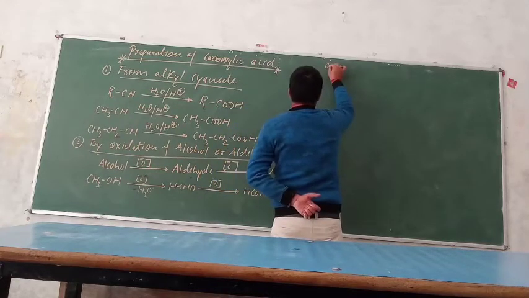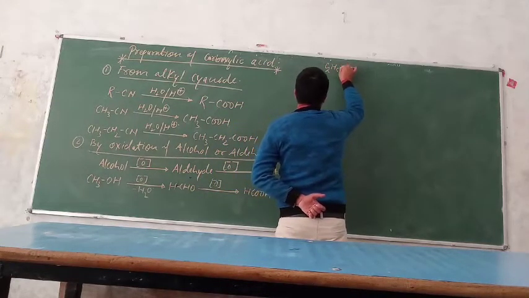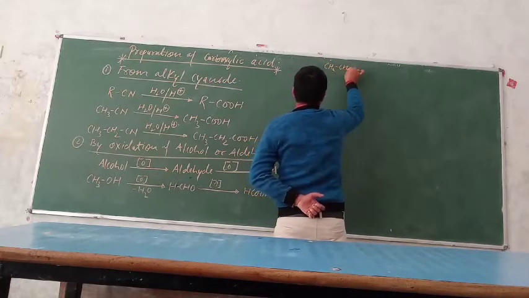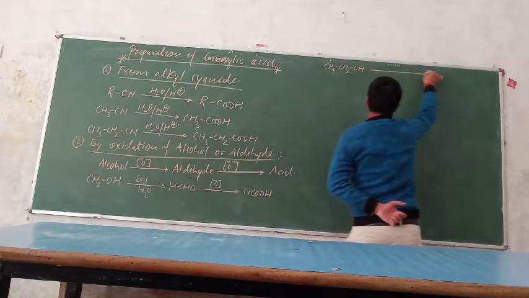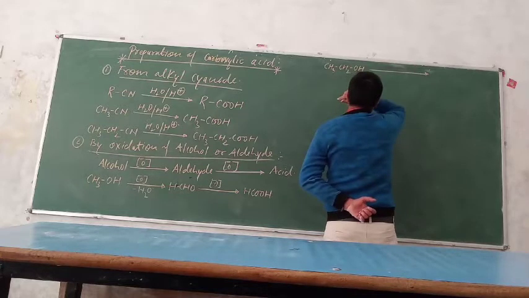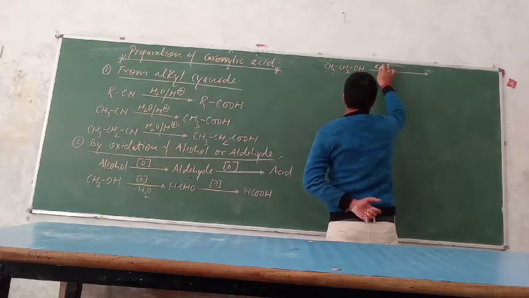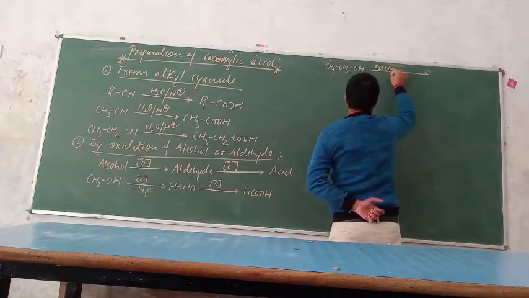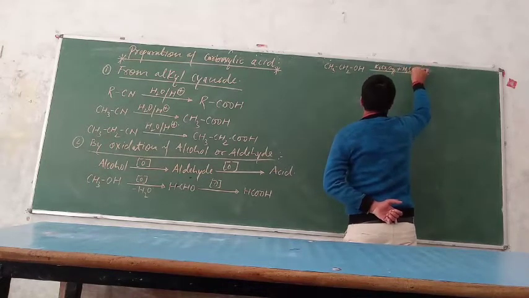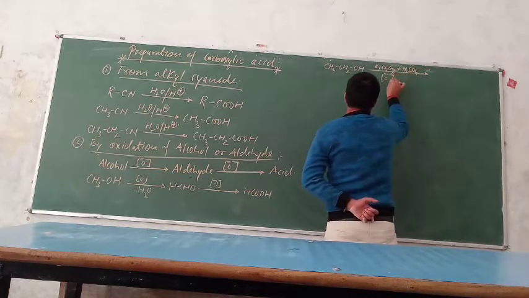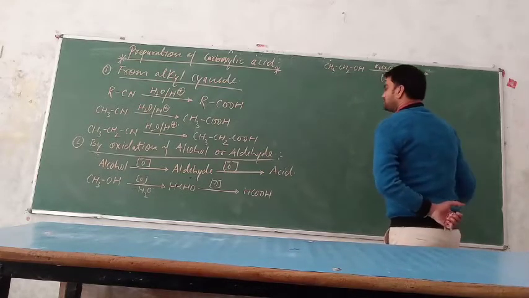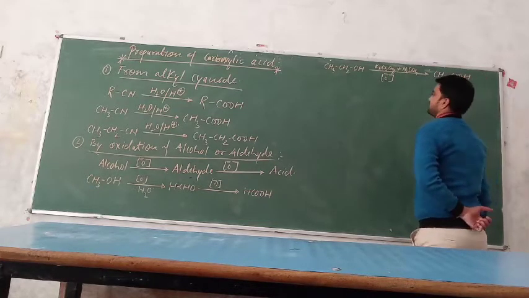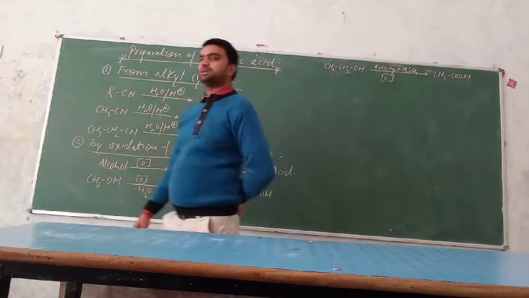Similarly, suppose you have to prepare the next carboxylic acid from ethanol. It can be prepared by the reaction with potassium dichromate with H2SO4. When this oxidation is carried out, then we get acetic acid as a carboxylic acid.